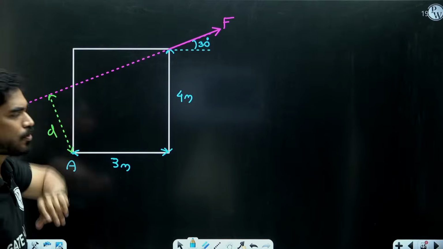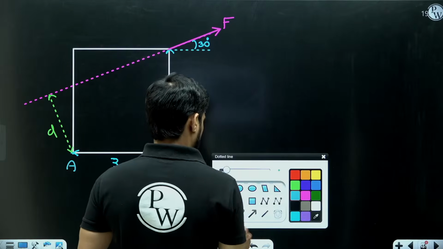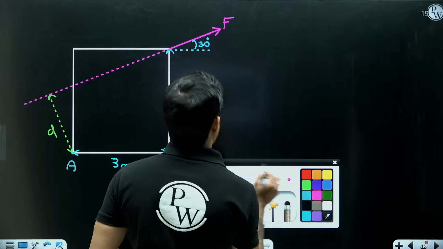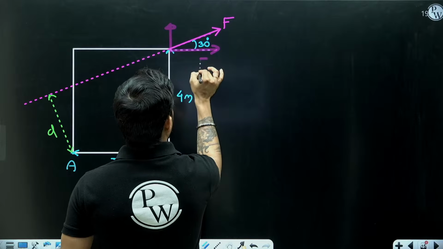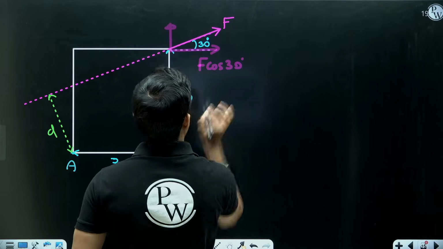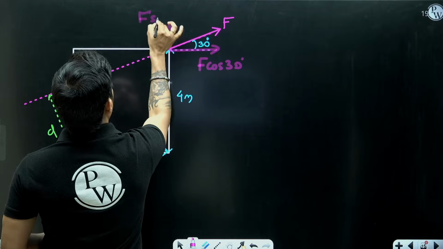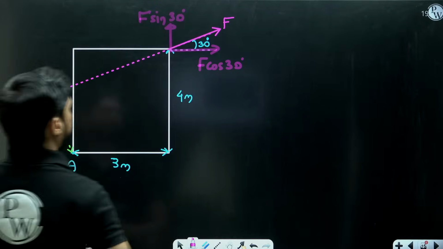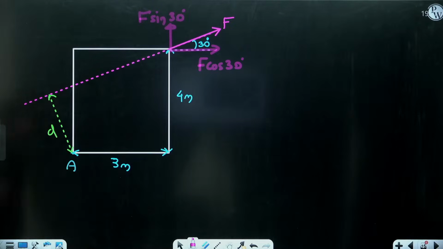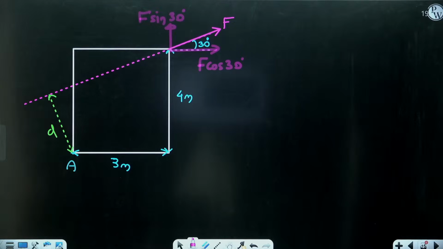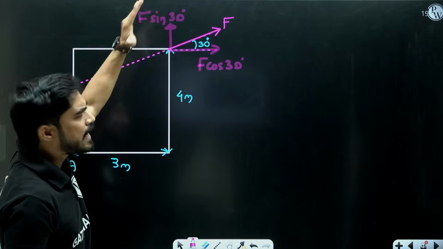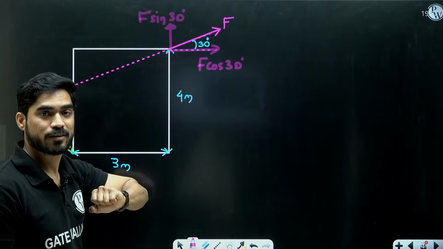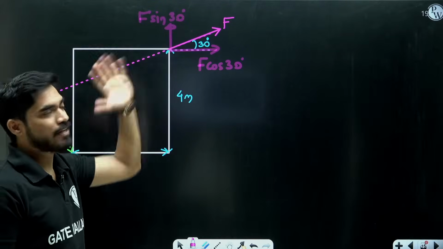Now what Varignon's theorem says is, you just resolve this force into two components. What will be this component? It will be F cos 30, and this component will be F sin 30. So I have resolved the force into two components. Now instead of calculating the moment of F, I will calculate the moment of F cos 30 and F sin 30, and I will add them, and I will get the moment of F.